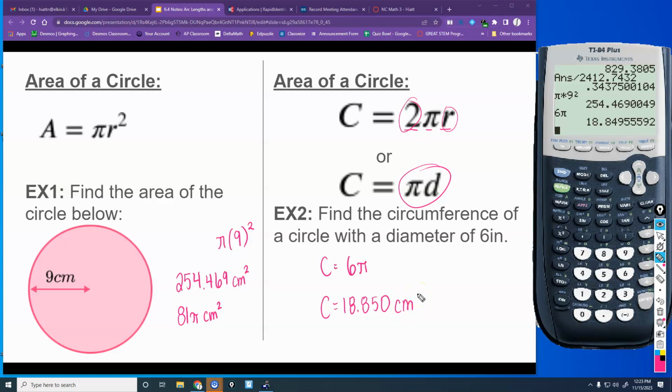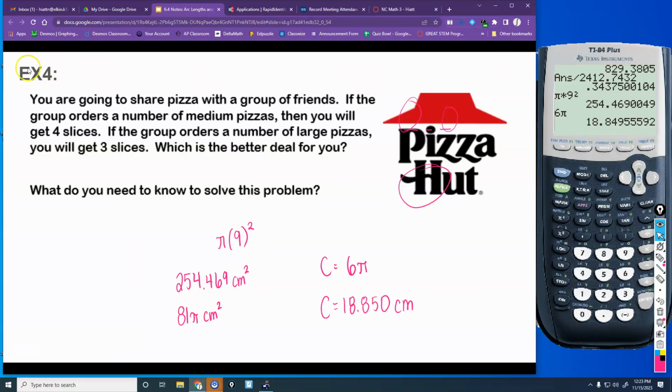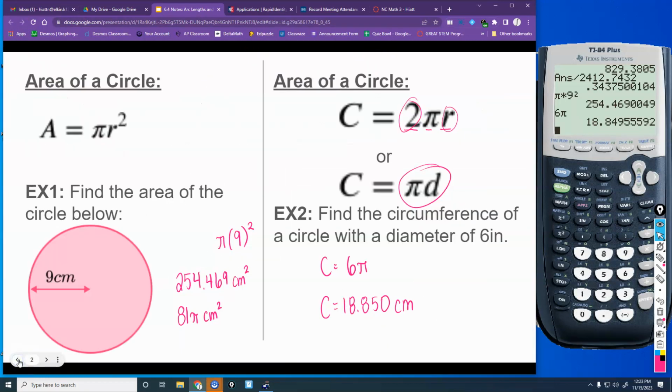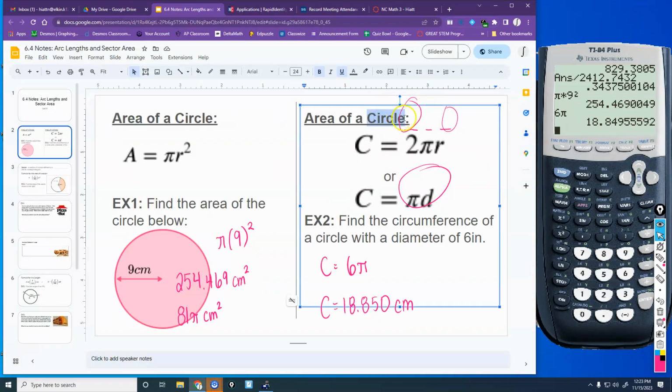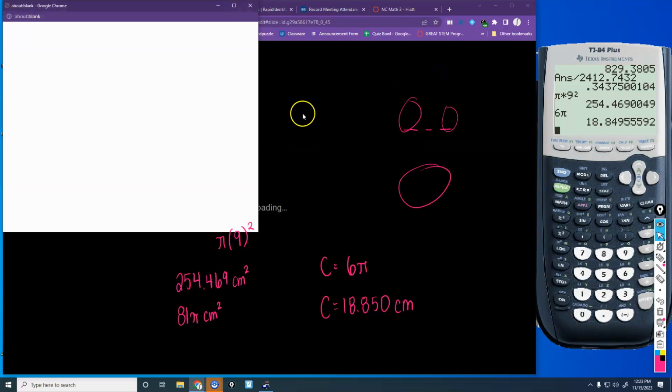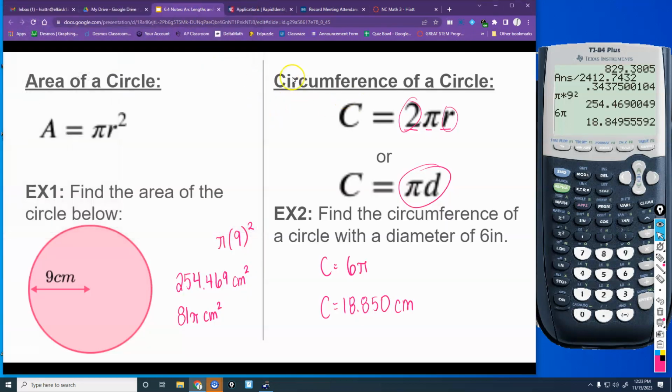Oh, look at my terrible notes right here. This says the area of a circle, and it should not. Hold on, let me go fix it. That right there should say circumference of a circle. So fix that on your notes for me. Instead of area of the circle there twice, that should say circumference of a circle.